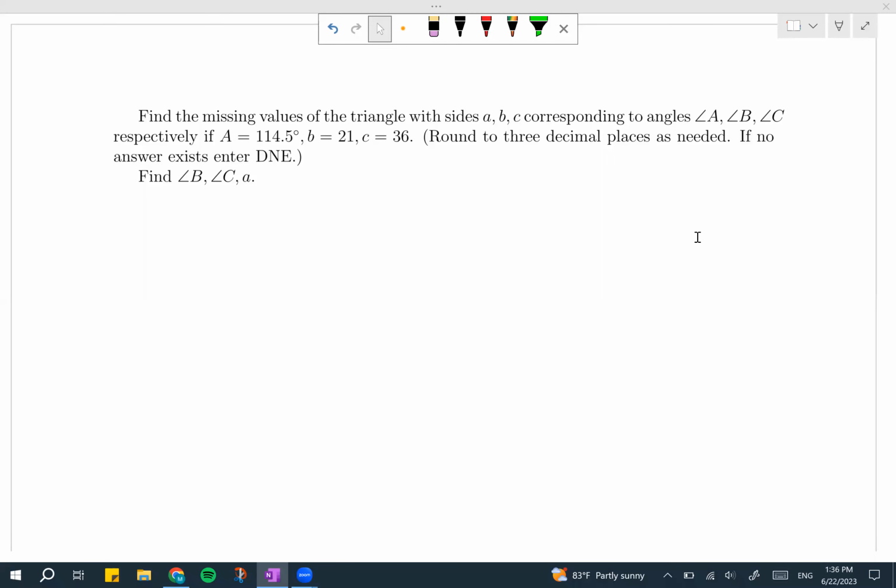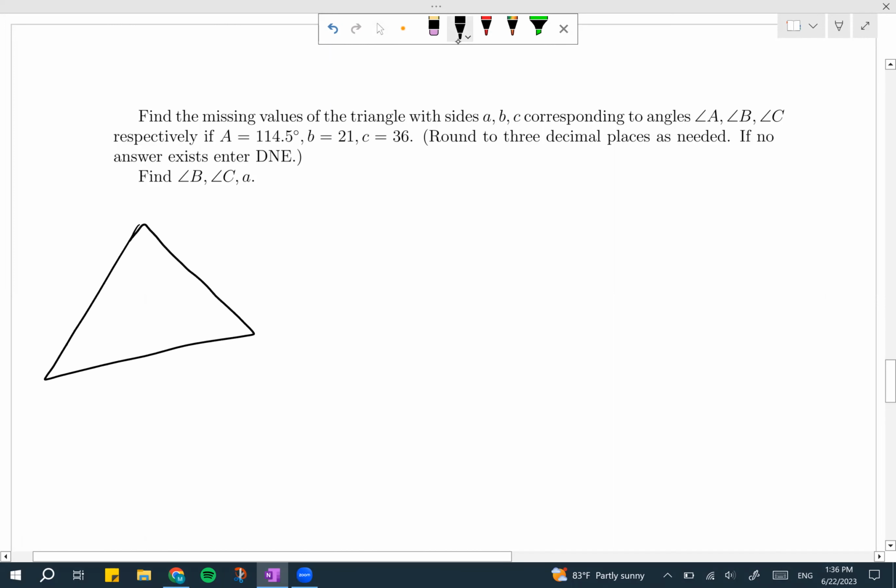Okay, so we've got this problem, and it wants us to find the missing pieces. So I'm going to draw my triangle right here. Alrighty, I'm going to let this be angle big A, this be angle big B, this be angle big C. Then I have little c, little a, little b.